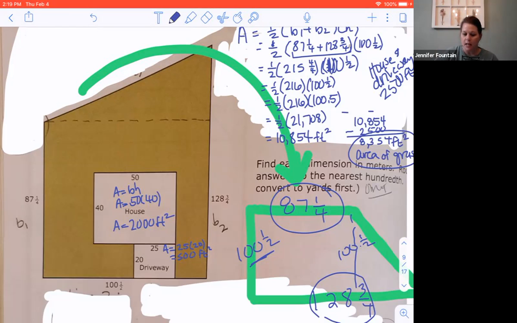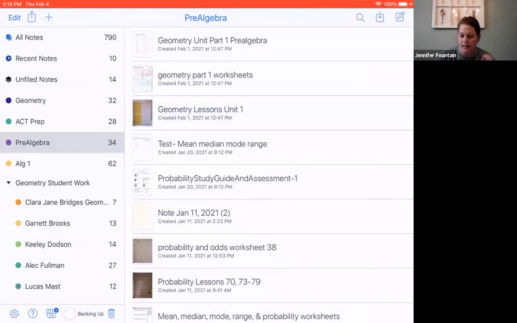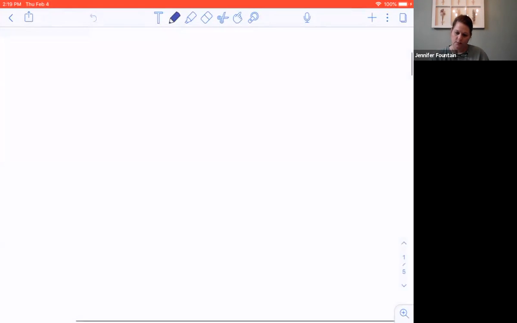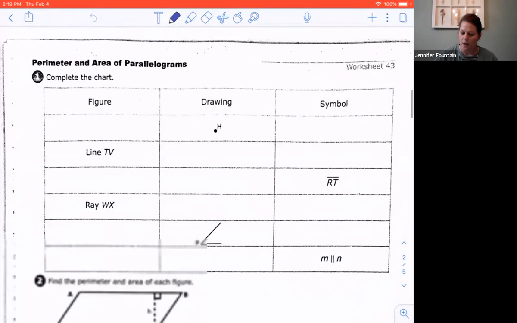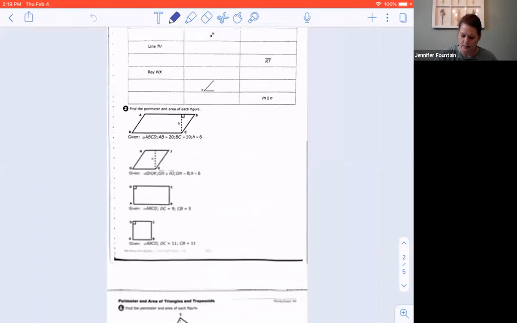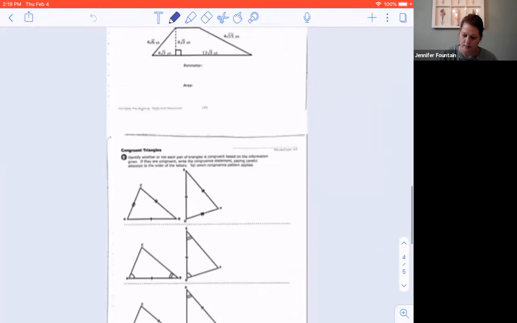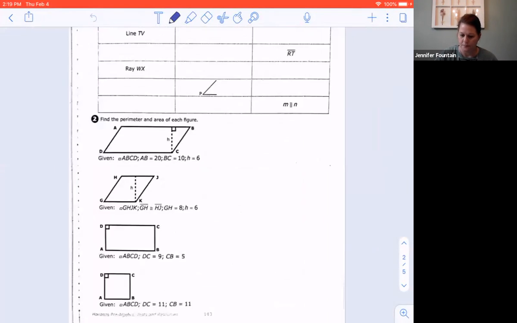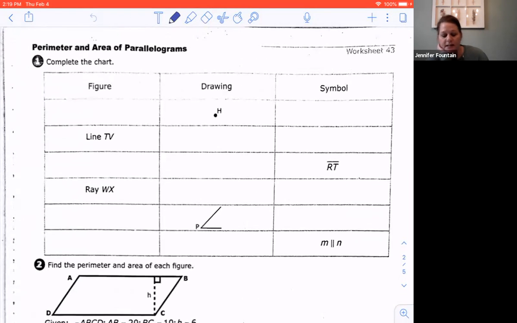Okay. So let's go ahead and take a look back at our worksheets for a minute and let's see what we've got in those. All right, so worksheet 43. Worksheet 43 is perimeter and area of parallelograms. So again, we can see where they have this section about our figures and our drawings and our symbols. So you can look back at page 180 for that.